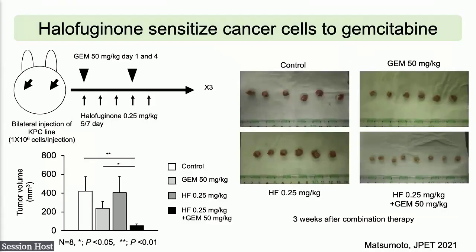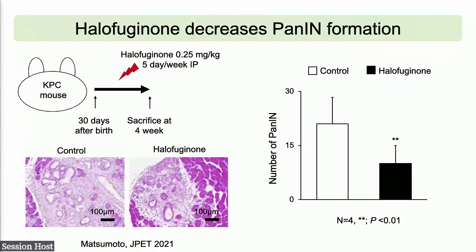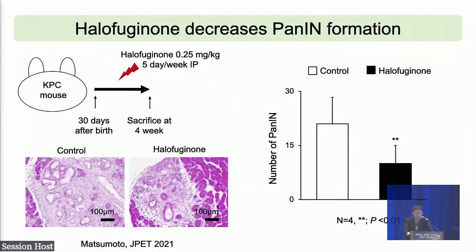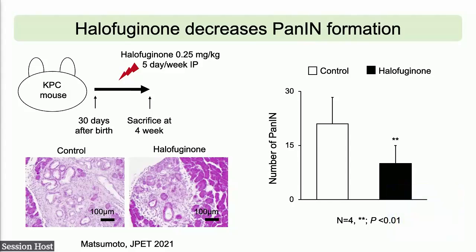We also evaluated the efficacy of combination therapy in a subcutaneous implantation model. As shown in this slide, addition of halofuginone treatment to gemcitabine further decreased subcutaneous tumor size compared to gemcitabine monotherapy. So administration of halofuginone to KPC mice also attenuated cancer progression. Intraperitoneal injection of halofuginone for 4 weeks significantly reduced the number of PanINs in KPC mice.